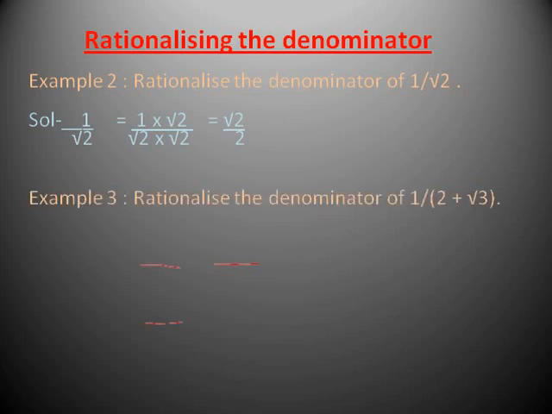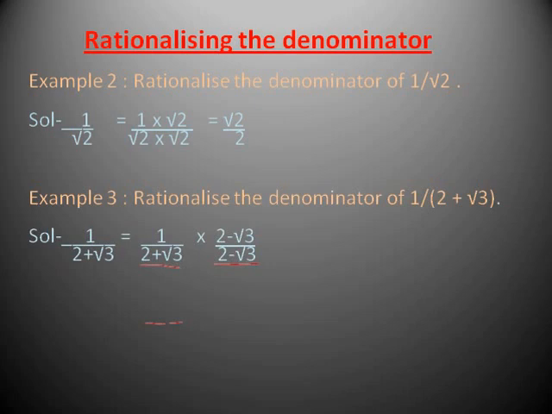Now let's see the next example. Rationalize the denominator of 1 upon 2 plus root 3. Here the denominator has two terms and the denominator is irrational. So before solving this question, I would like to tell you one fact. I think you might have heard the name conjugate. So the conjugate of a number, suppose we have an expression a plus b, so the conjugate of a plus b is a minus b. Okay, so we just have to change the sign. So let's see the solution. Here 1 upon 2 plus root 3.